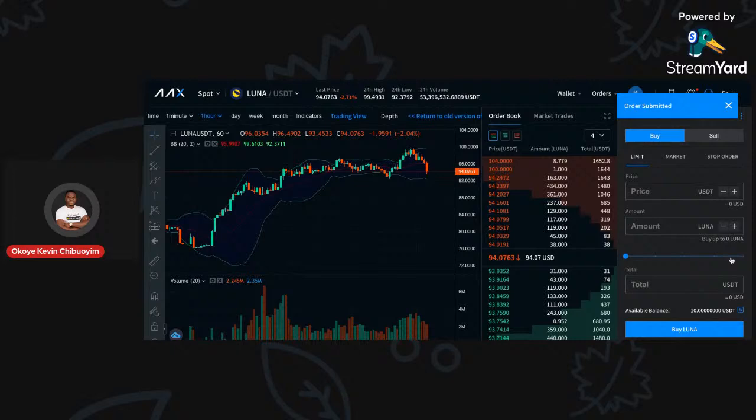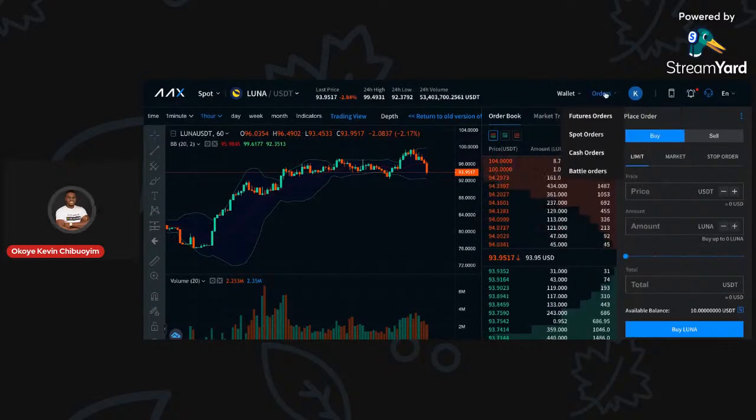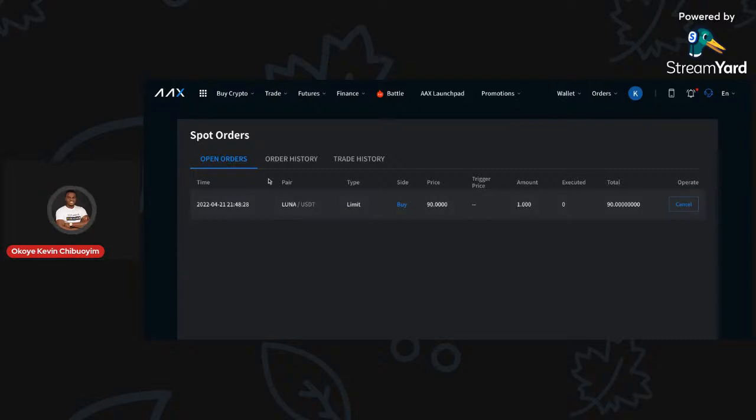So to see your orders, what you have ongoing, let's check our spot orders. You go to where they wrote orders, you have spot orders. It's going to be pending. You can see this is open, it's not yet closed. This is the pair Luna/USDT, a limit order. What did I do? Buy. Price $90. Trigger price: there was no trigger because it's just a normal limit order. Amount is 1. Executed 0. It has not bought because the market has not gotten there. Total is 90. What can I do? I'm not yet interested in this trade, so I can just cancel it. But immediately the order is filled, you're going to find it in your trade history.